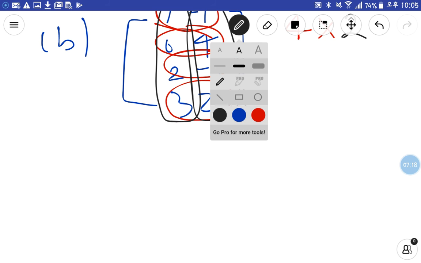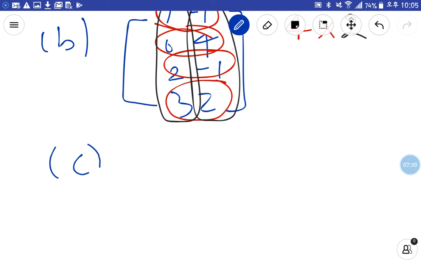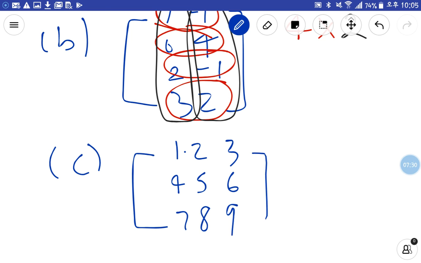All right, next one, C. I have 1, 2, 3, 4, 5, 6, 7, 8, 9. Oh, it has the same number of columns and the same number of rows. 3 by 3. What can we call it? Square matrix. Okay? All right, so I need you guys to work on exercise 1 right now. Since I think it's easy, I'm going to move on to our second question.